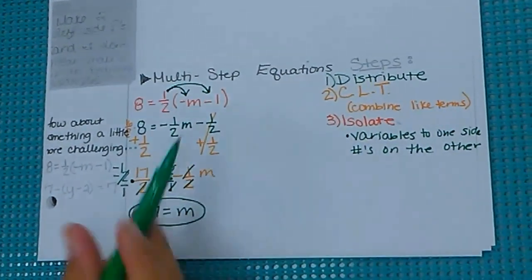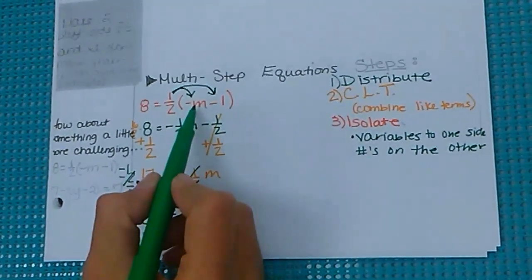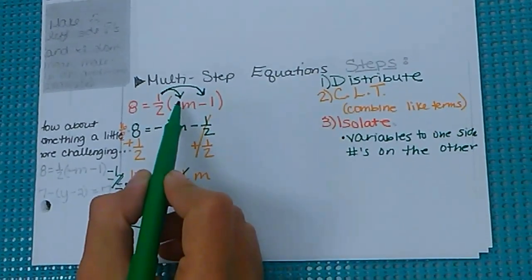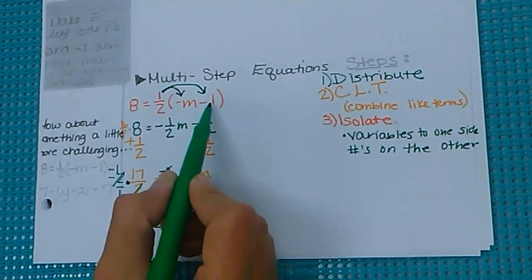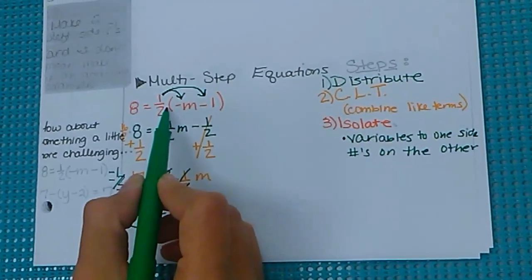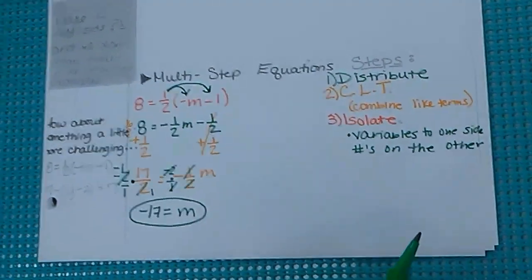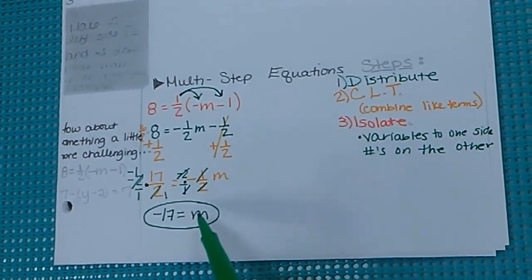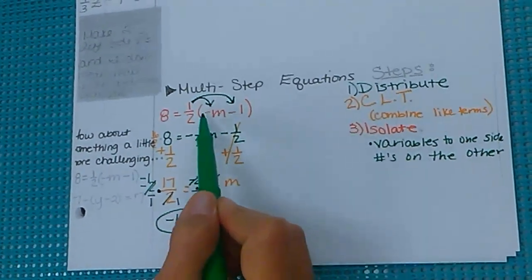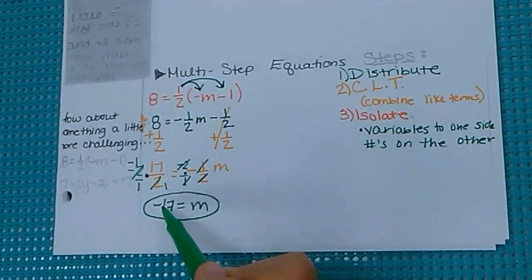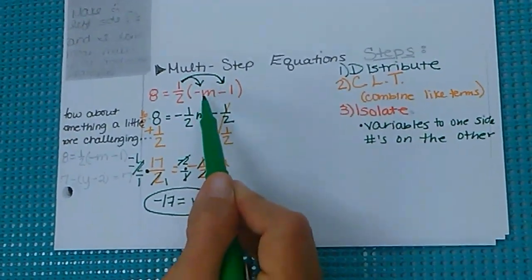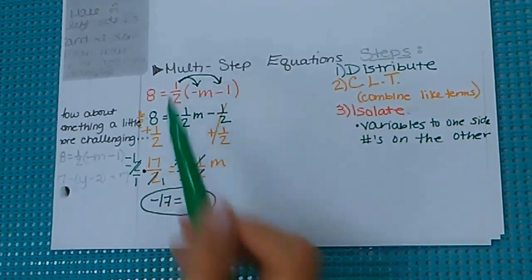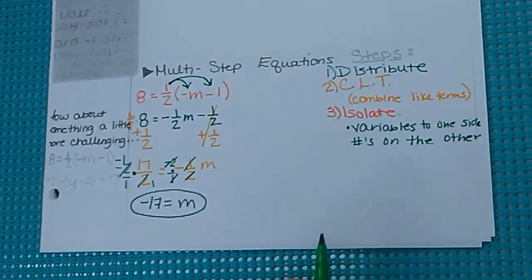Do not forget, you can always plug back in. So if I plug this in, negative m, so a negative negative 17, so that's positive 17. 17 minus 1 would give me 16. Half of 16 is 8. All right, I feel like somebody would ask me to do that again, so I'm going to do it again. So again, m is negative 17. Well, this says negative m, so a negative 17 is a positive 17. So 17 minus 1 is 16. 16 times 1/2 is 8. Oh my gracious, we got it right.